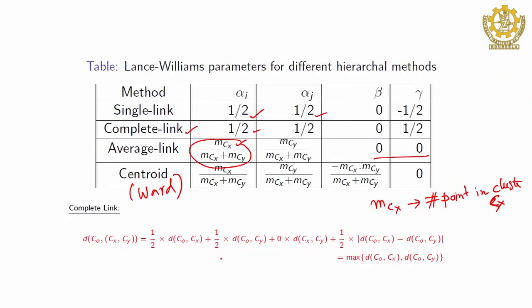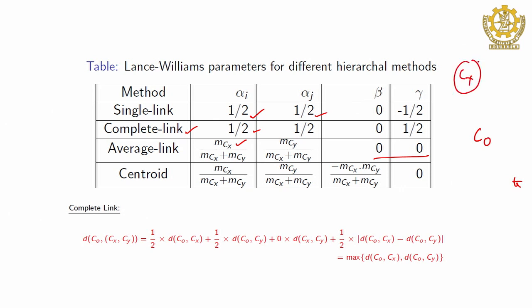So, now we will verify whether this updation formula is applicable for the single linkage or complete linkage and so on. Let us say we want to apply it for the complete link. What do you know? Complete link is it. So, we say if C0 is the other cluster, Cx is another cluster, Cy is another cluster, and if we merge it, what will be the distance from C0 to the merged cluster? Obviously, the distance will be the maximum of Cx and Cy.